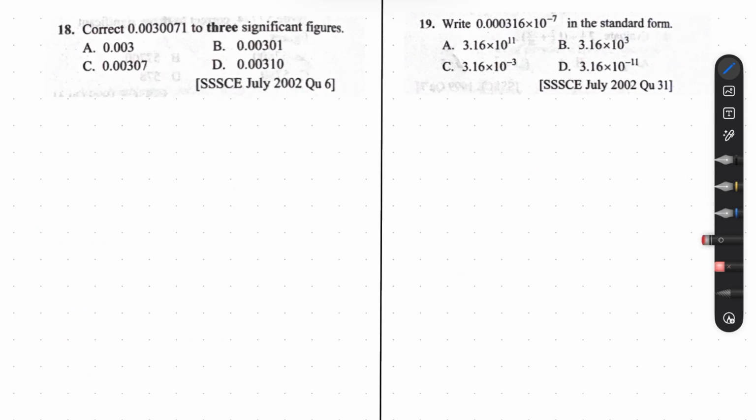It says correct this expression to 3 significant figures, and on the machine, 3 significant figures will be, you start counting from the first number here, the first number we have here, which is 3. So we count from 3, then towards the right, right? So this is 1, 2, 3. So we need to stop right here. We need to stop here. So let's write it down.